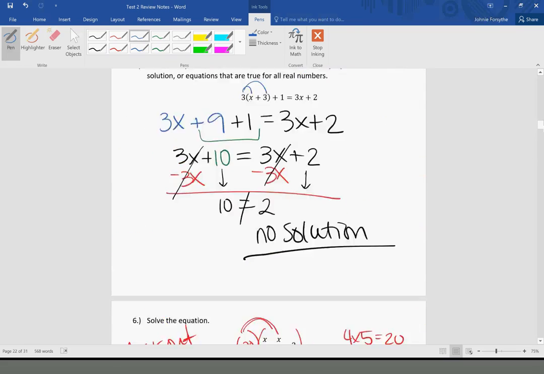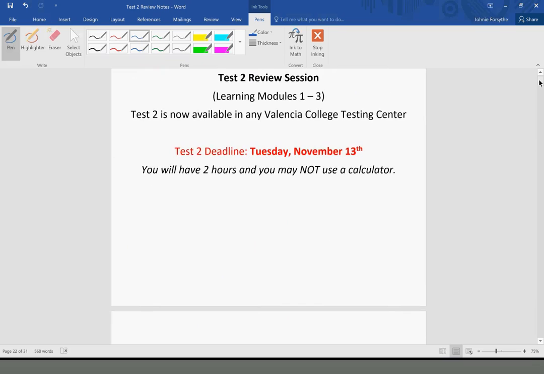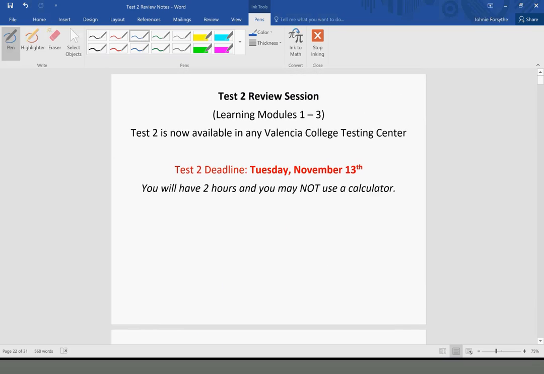So now finally, just to remind you, Test 2 is in the testing center right now. The deadline is going to be Tuesday, November 13th, because Monday, November 12th, the Osceola Testing Center is closing early for a staff meeting, and I figured some students do take their tests in the evening, so I wanted to give you enough time just in case that would have thrown off your schedule. So I pushed back the deadline for Test 2 until Tuesday, November 13th.